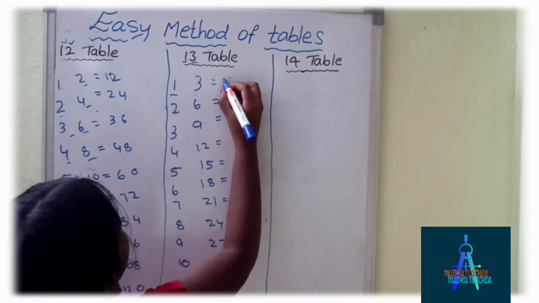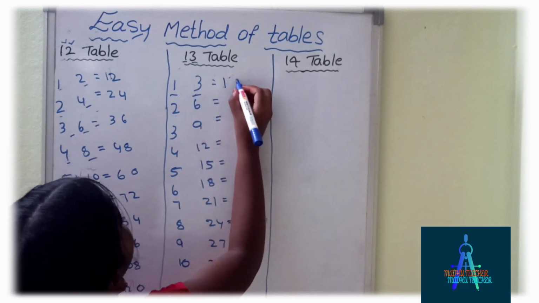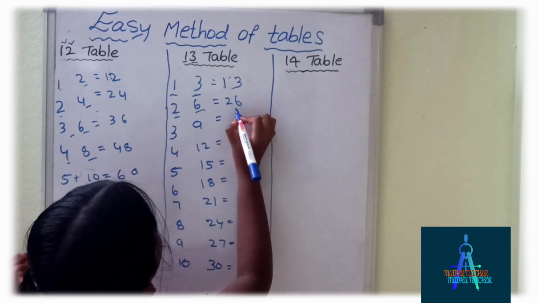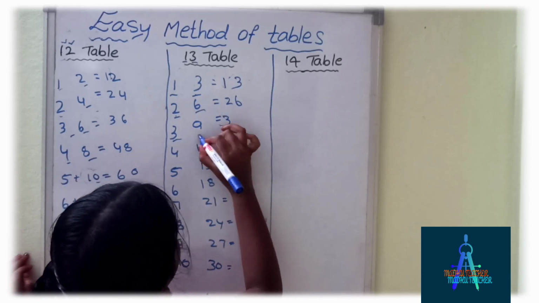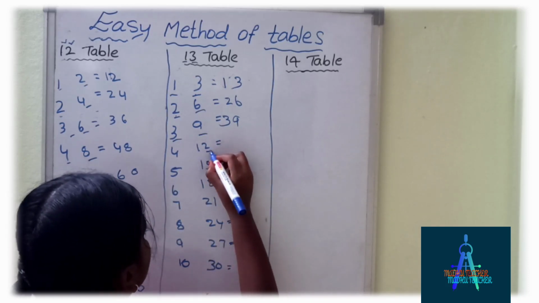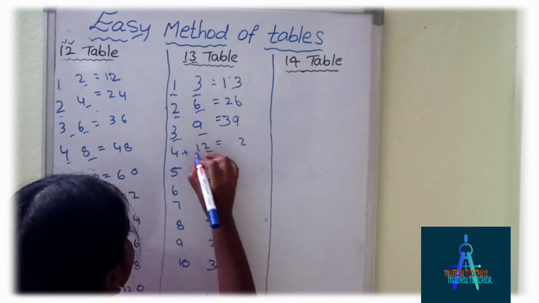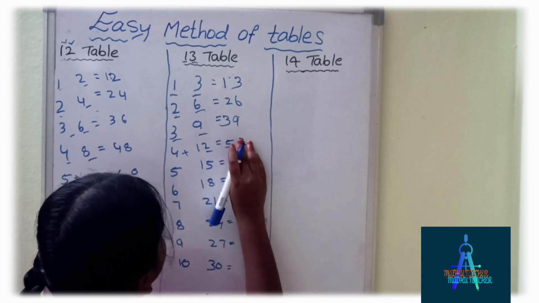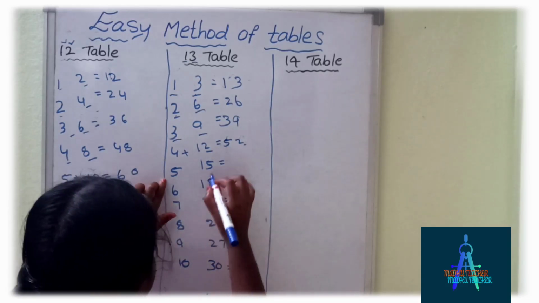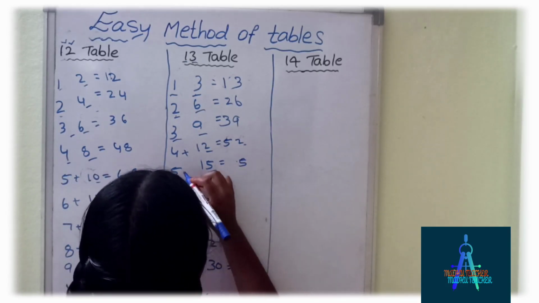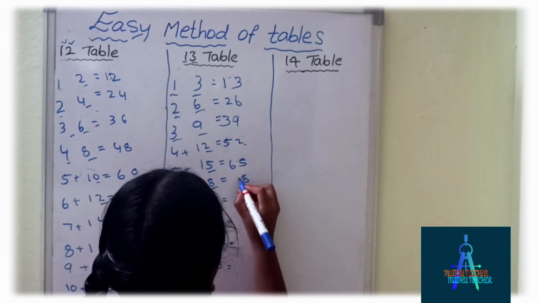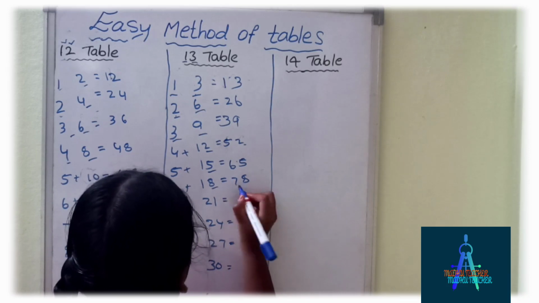Next, 1 is same, 3 is same, 2 is same, 6 same, 3 same, 9 same. Next, we must 2 as it is, 4 plus 1, 5, 2. Next, 5 as it is, 5 plus 1 is equal to 6. Next, 8 as it is, 6 plus 1 is equal to 7.